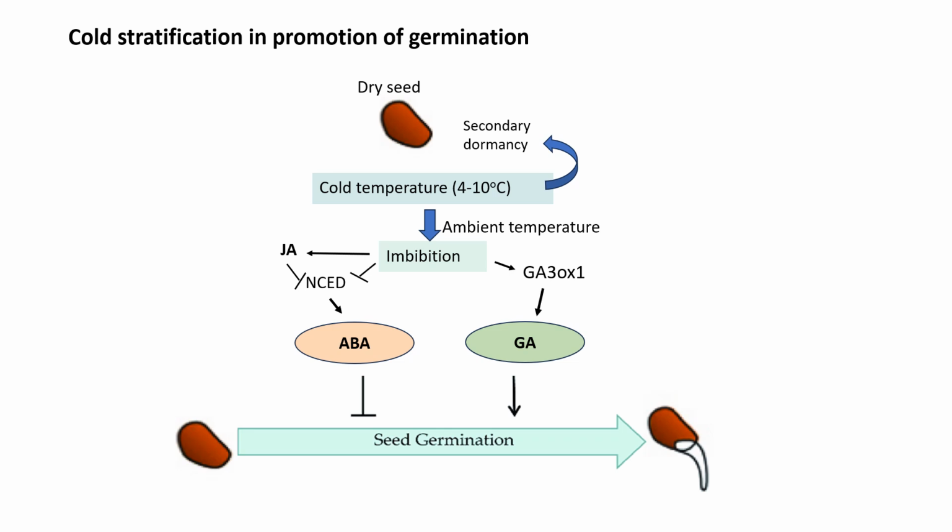It has been seen that cold stratification can be substituted by application of GA to dormant seeds, suggesting crosstalk between the cold and GA pathways. It has been observed that GA3 oxidase, an important enzyme in the biosynthesis of active GA, is induced by a cold stratification treatment.